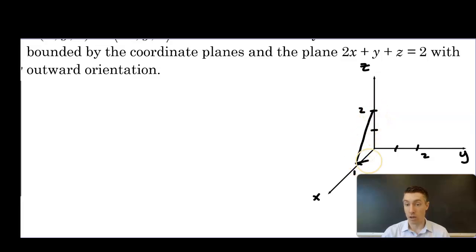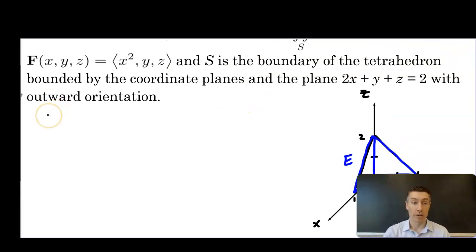So there's the portion of the plane in the first octant, which is all we care about since we also are bounded by the coordinate planes. So in blue, I'm just going to go over the solid region that we're looking at. So we have the plane, and then we have the 3 coordinate planes. So there is our tetrahedron, and that's the region E that we're integrating over. Next, we need the divergence of the vector field. So the divergence of F is equal to 2x plus 1 plus 1, which is 2x plus 2.